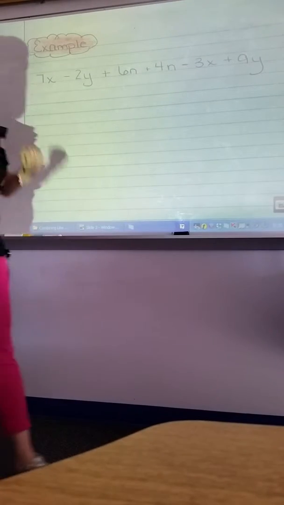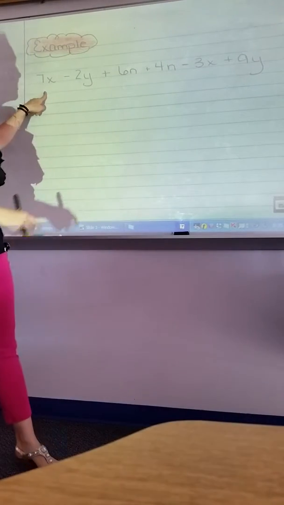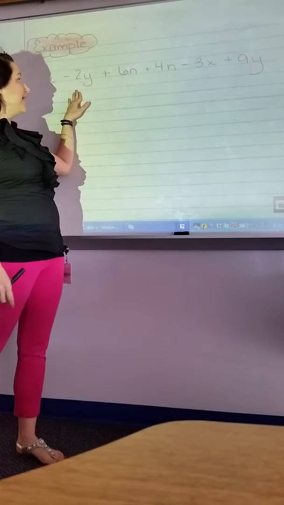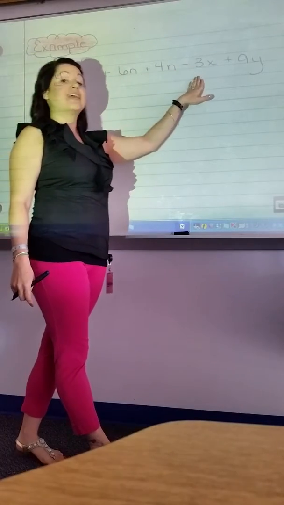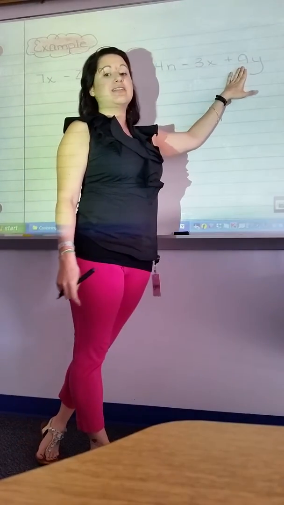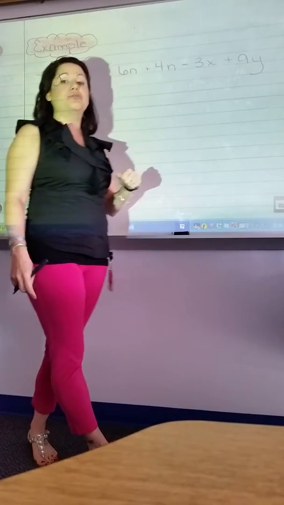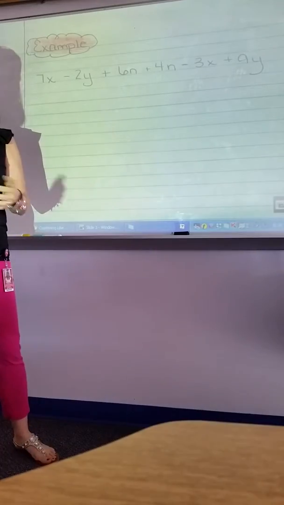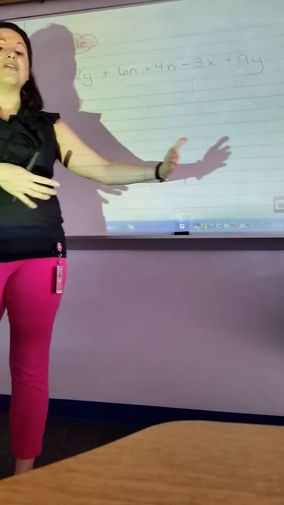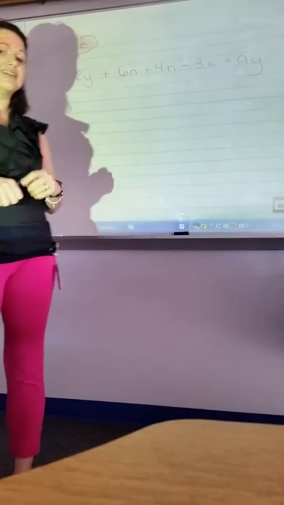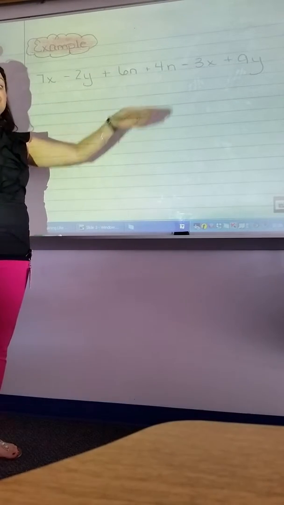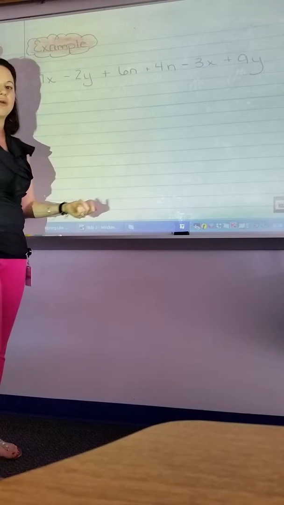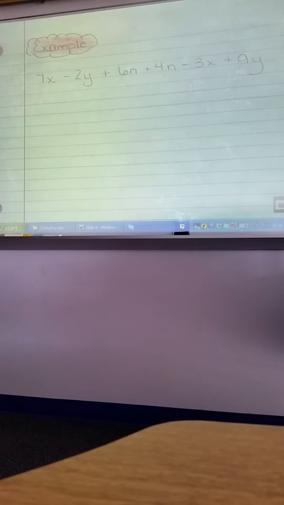Okay, so here's our example. We have 7x minus a 2y plus a 6n plus a 4n minus a 3x plus a 9y. So you'll see as we look through this, we have addition and subtraction. We want to go through and we want to make everything addition. We want to use the additive inverse in order to make sure that everything is addition so we can move things around and use commutative property. So let's talk about that.